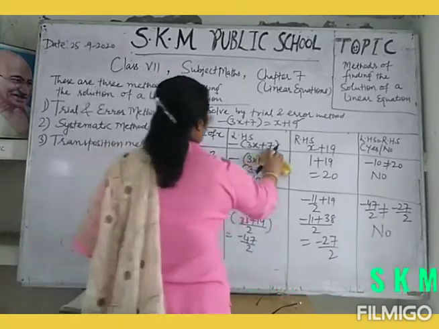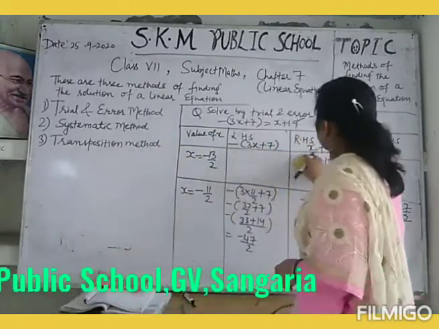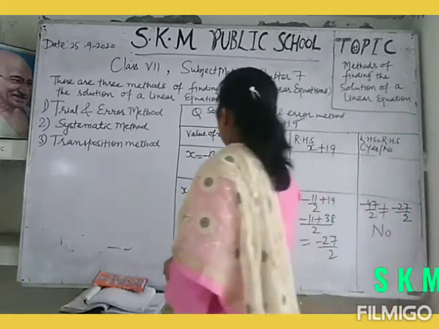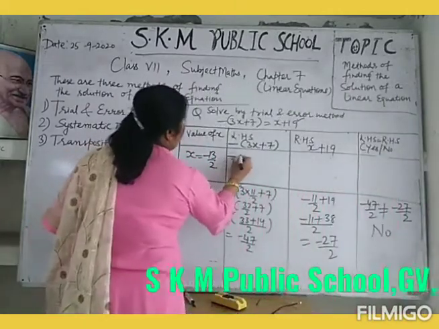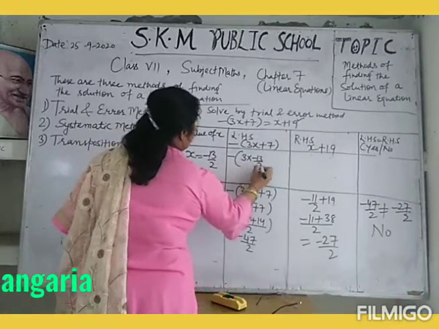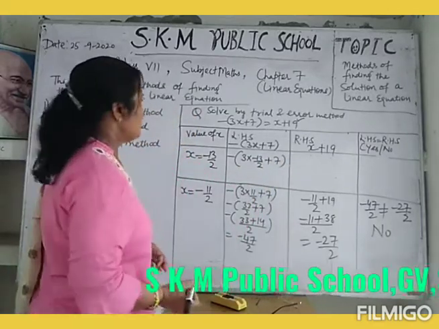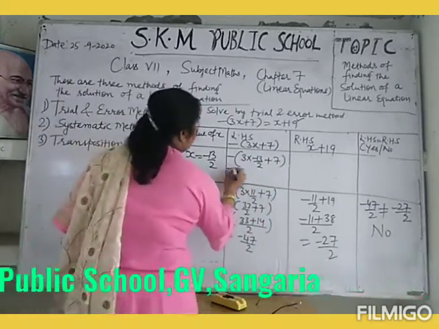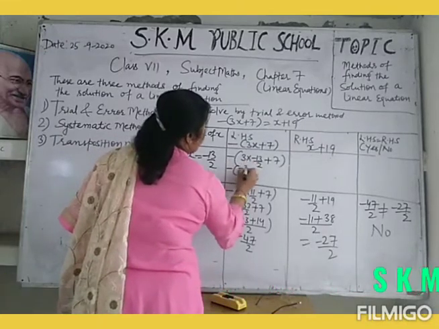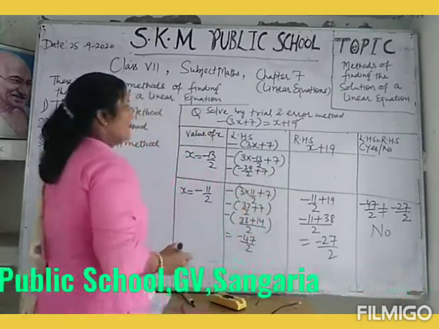So the left hand side becomes minus 3 into minus 13 upon 2 plus 7 plus 7. Now keep the minus sign outside here. This will become minus 39 upon 2 plus 7 plus 7.